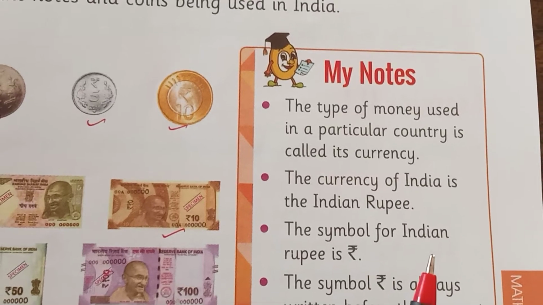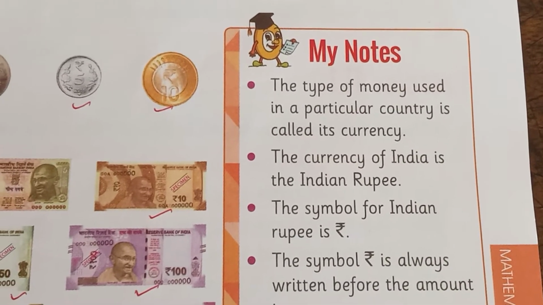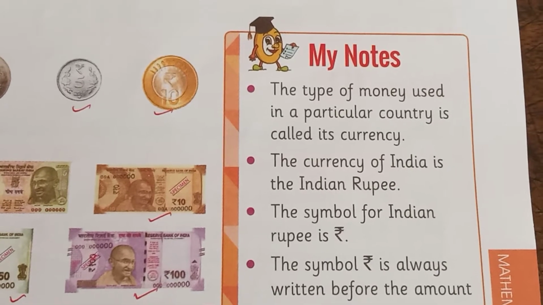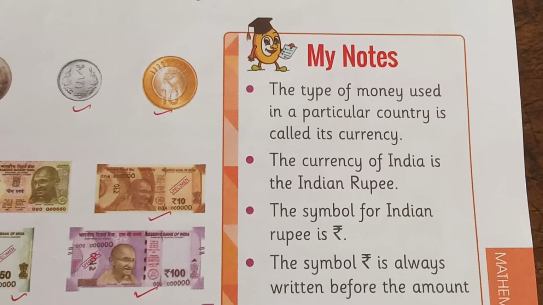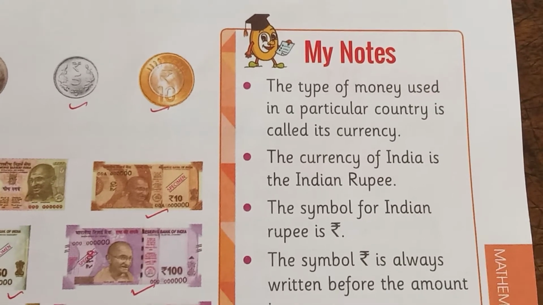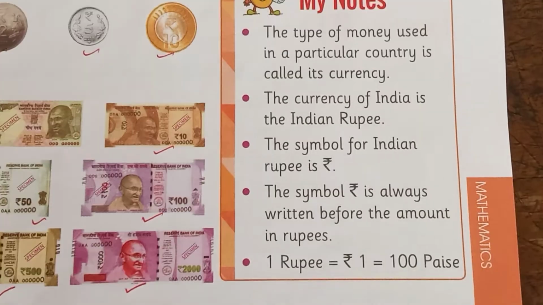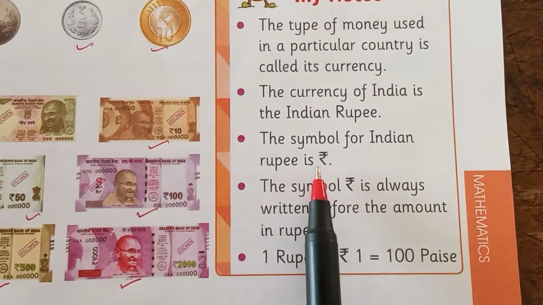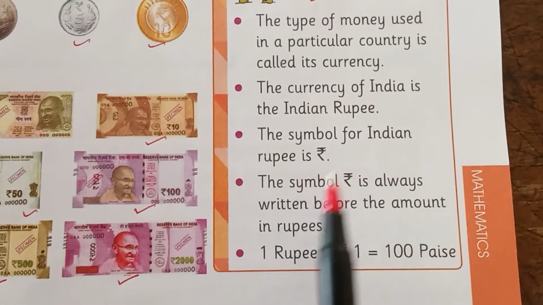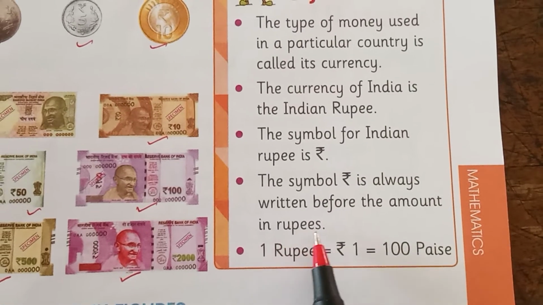Children, the type of money used in a particular country is called its currency. The currency of our country, India, is the rupee. At present, we have different Indian coins and different Indian notes. I have already shown you. The symbol for the Indian rupee is the rupee sign. The rupee symbol is always written before the amount in rupees.